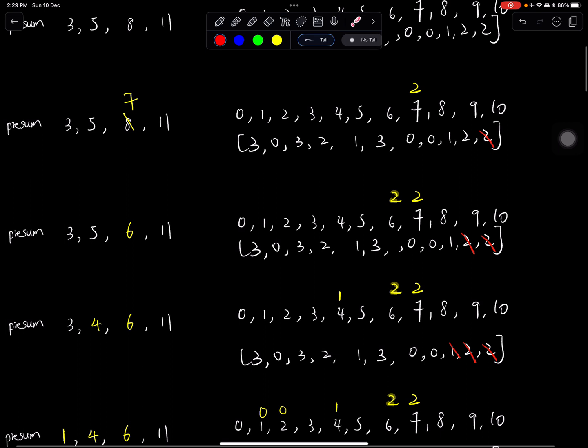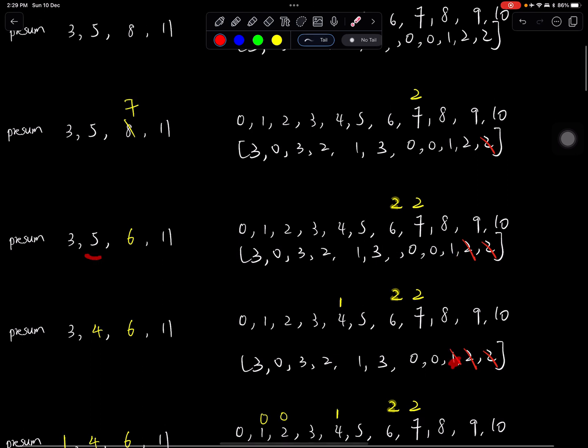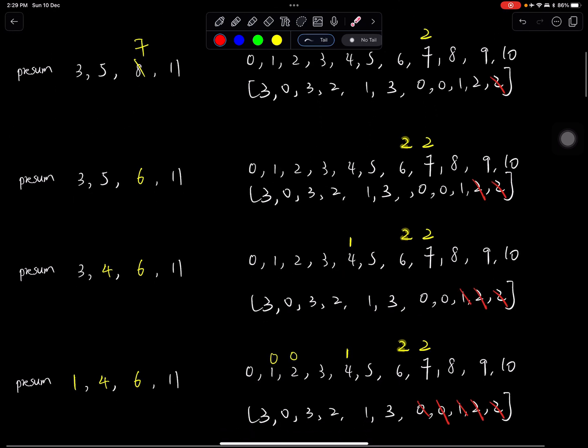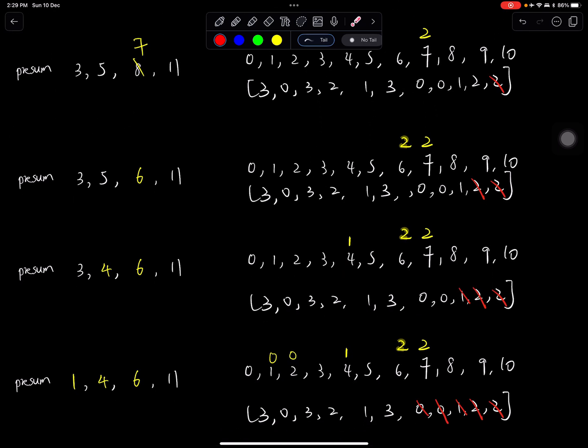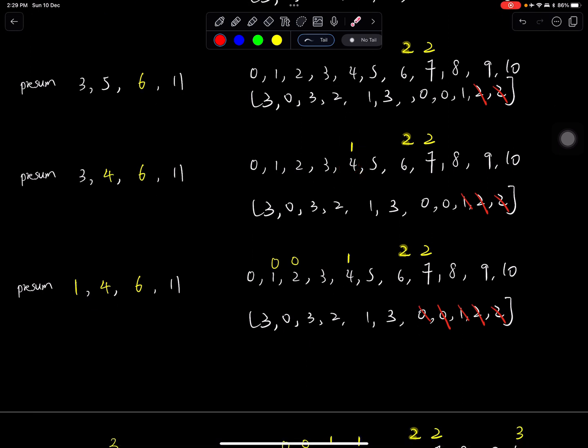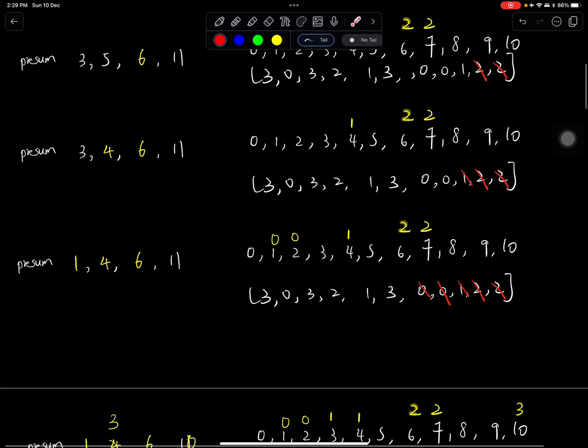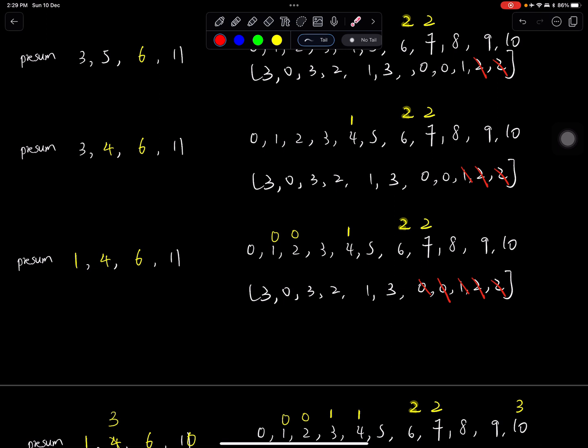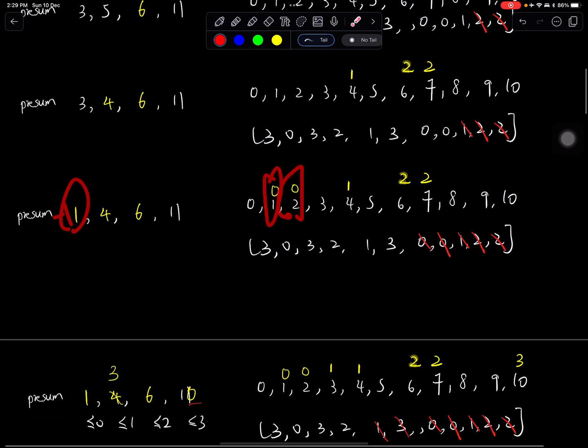Now we encounter the 1. For 1 the prefix sum is 5, so we minus 1 to get 4. 4 is here. The same for the 0, less than or equal to 0, which is this one. 3 minus 1 is equal to 2, which is here. Then minus 1 equals 1.